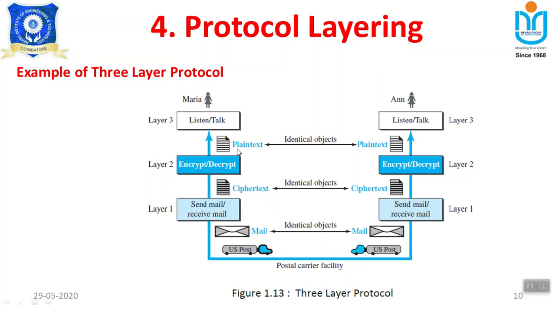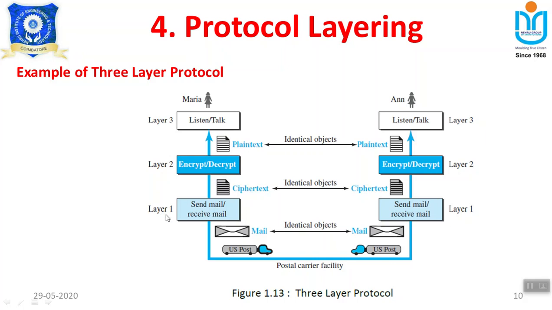For that purpose, we are going to convert the readable format message, that is plain text, into unreadable one, that is called a ciphertext. That process has to be done by layer 2. It is going to encrypt, because Maria created a message. That message is called a plain text. That plain text needs to be converted to ciphertext by using layer 2. By calling the encryption mechanism, we are converting this plain text into ciphertext.